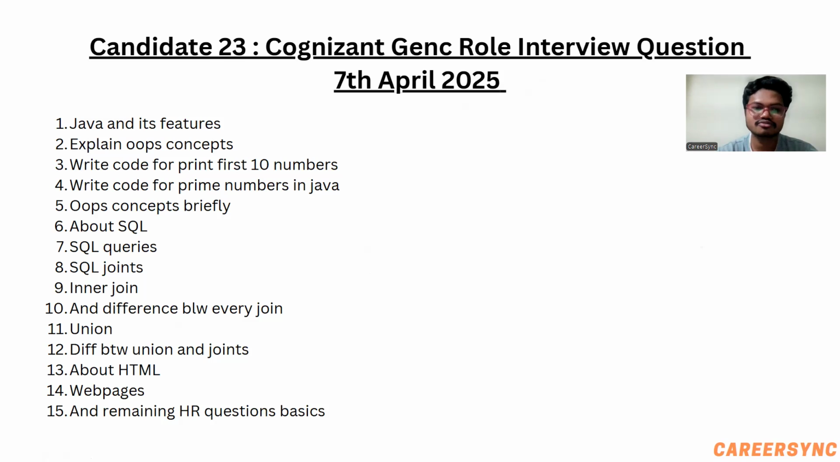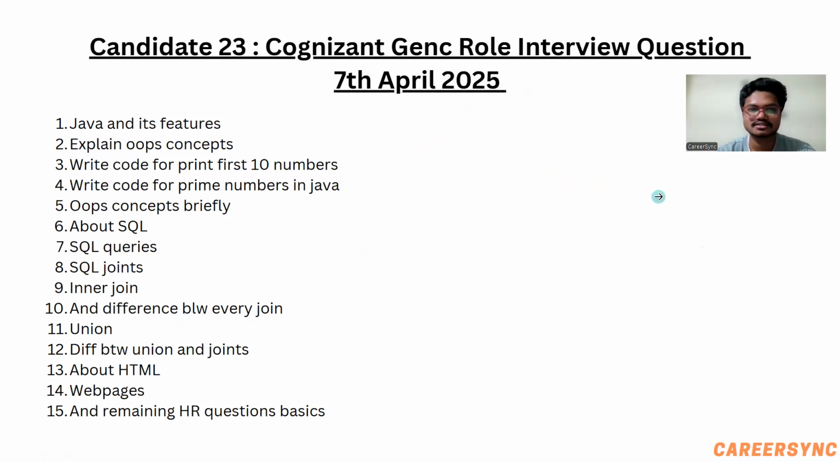OOPS concept, you have to explain briefly. About SQL, SQL queries, SQL joins, inner join, and the difference between every join. What is union? Difference between union and joins. About HTML, web pages, and the remaining HR basics questions. So you need to prepare all these questions, which will be a good advantage for you if you have an upcoming interview in the next few days.